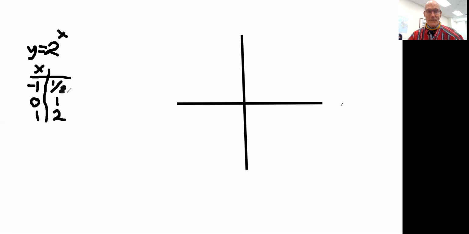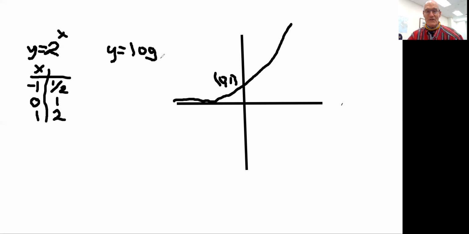Now, the corresponding log function, let's go ahead and draw the exponential function through about right like this. So this point right here was 0, 1. Now, for the logarithmic function, it's equal to, we would say, log base 2 of x.